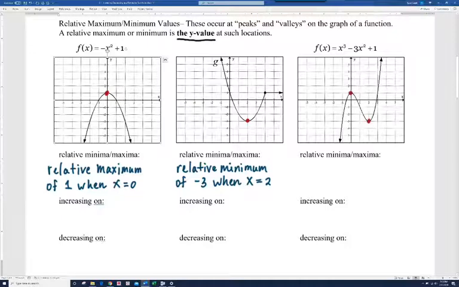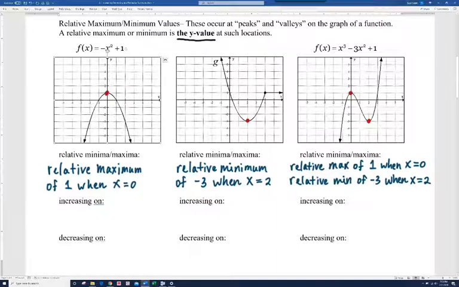All right, so there's your two relative extrema. The one on the left is your relative maximum, and the one on your right is your relative minimum. Notice we have a relative maximum of 1 when x is equal to 0. Again, it's the y value, and it occurs when x is equal to 0. We have a relative minimum of -3 when x equals 2. So that's right here.